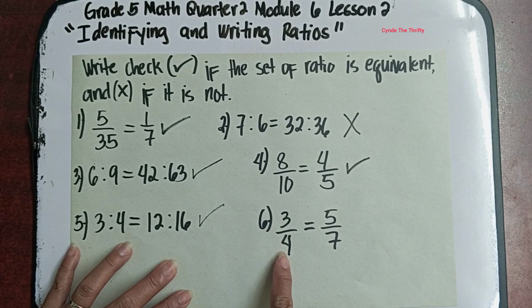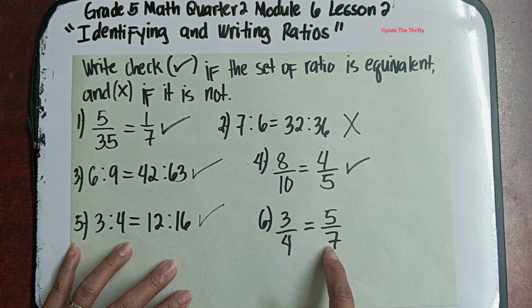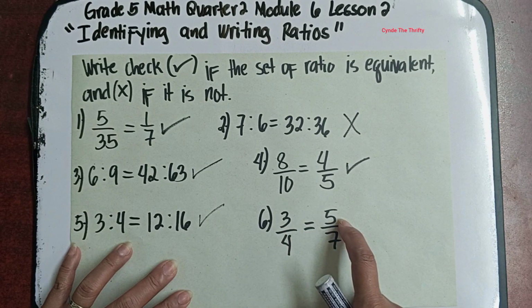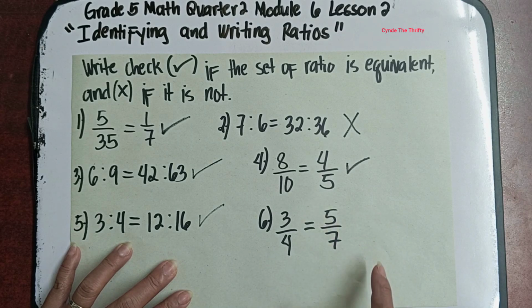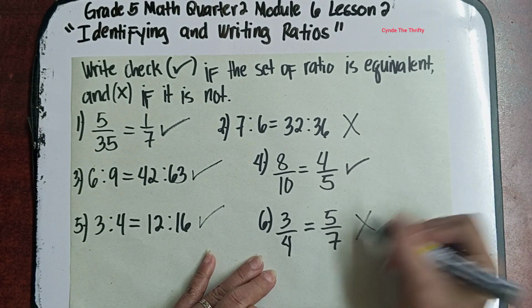Last example tayo, fraction. 3 over 4 is equal to 5 over 7. Okay, so fraction, cross multiply. So, i-multiply natin si 3 kay 7. 3 times 7 is equal to 21. And then 4 times 5 is equal to 20. Okay, so equal ba si 21 at si 20? Hindi. So therefore, ang sagot natin sa number 6 is X.